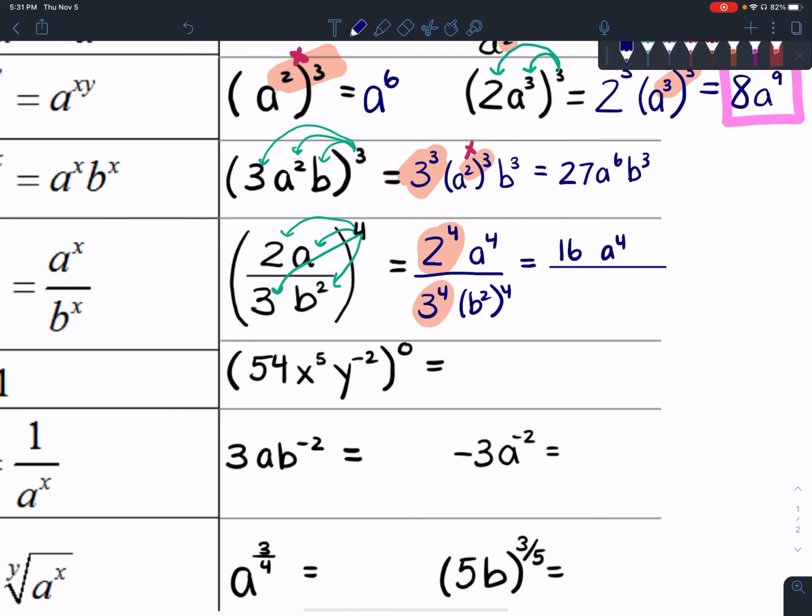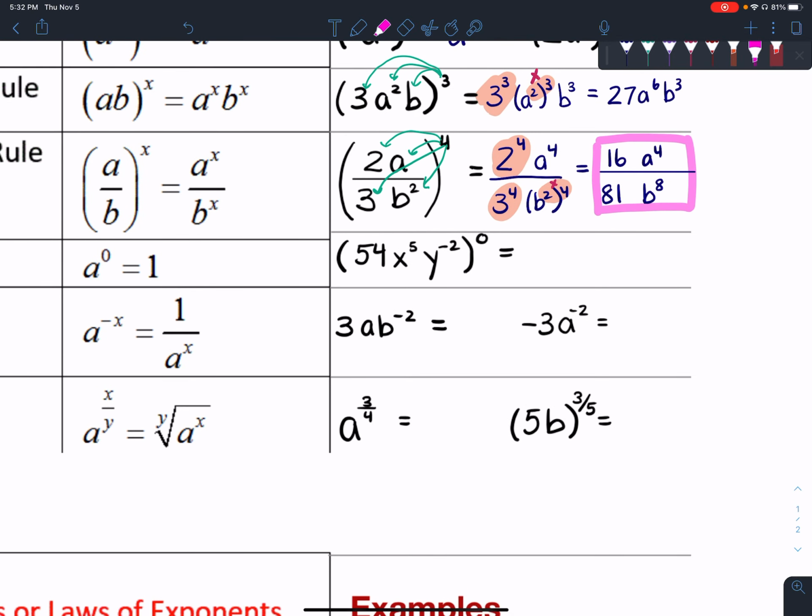A to the 4, that doesn't change. 3 to the 4 is 81. And then this b squared all to the power of 4, remember that that is a power of a power, so those need to get multiplied. So that would become b to the power of 8. And yeah, and then that would be your answer right over here.